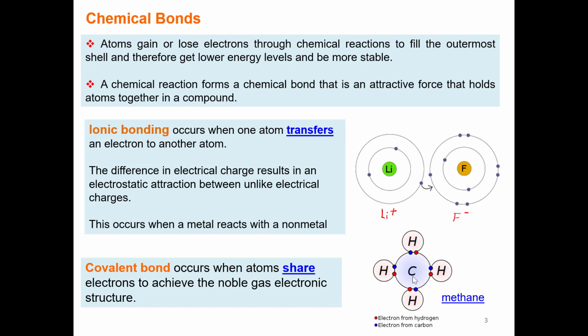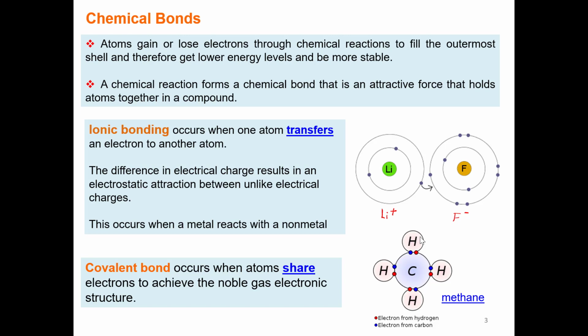In this example, we had carbon and hydrogen. We can see carbon has 4 electrons in the outer shell, but hydrogen has just 1 electron in the outer shell. Carbon, in order to be stable, needs to get 4 more electrons in order to have the neon structure. In the case of hydrogen, hydrogen needs 1 more electron in order to have the helium structure.